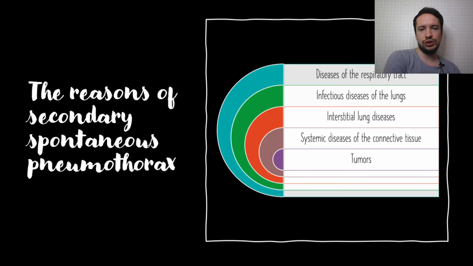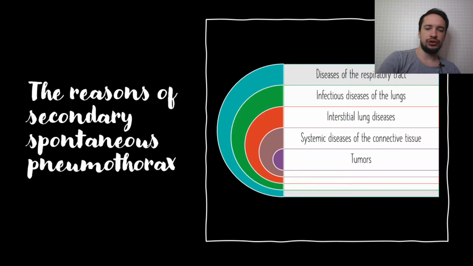And there you see the reasons for secondary spontaneous pneumothorax. The most common causes are respiratory tract diseases. When we talk about respiratory tract disease, we talk about chronic obstructive pulmonary disease, cystic fibrosis, and severe exacerbation of bronchial asthma. The next big group is infectious diseases of the lungs, for example, Pneumocystis carinii pneumonia, tuberculosis, abscess.